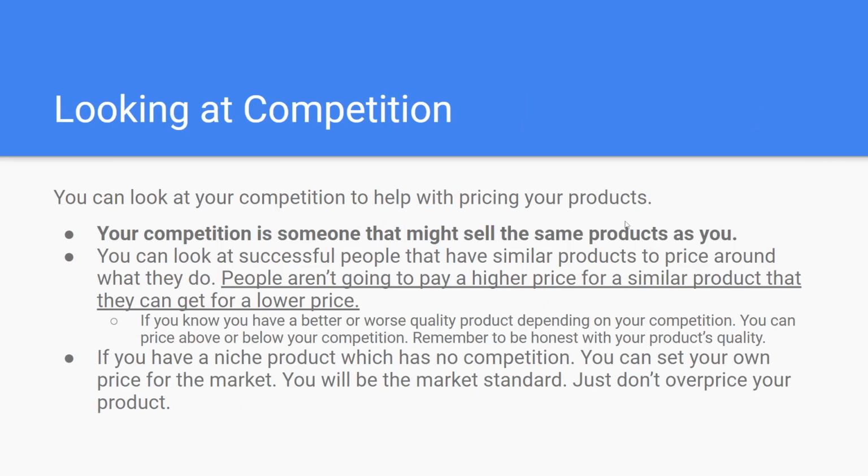Looking at competition. To help price your products, you can look at different competition. Your competition is someone that might sell the same product as you or something similar. You can look at successful people that have similar products to price around what they do. People aren't going to pay a higher price for some similar product that they can get for a lower price.